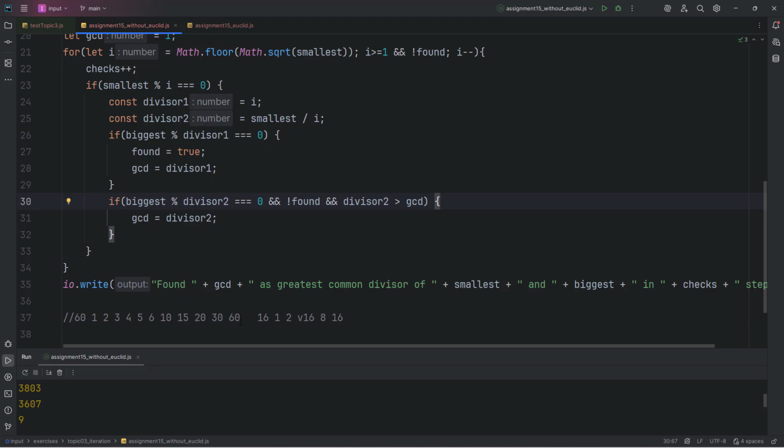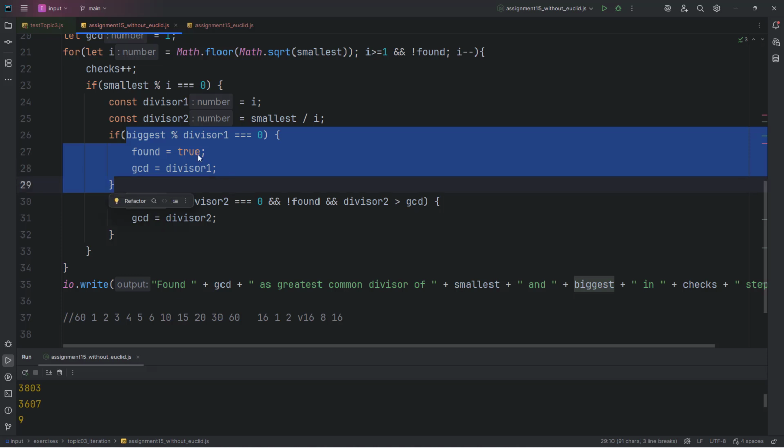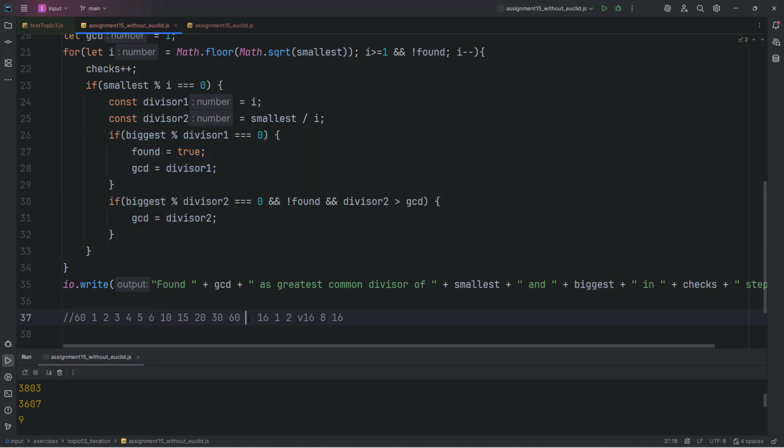At any time, if I find one, because I'm going from the end of the smallest number to its beginning, and any GCD will be in the range of the smallest number. Okay, not the part between the biggest number and the smallest number. So then I will have two divisors. Divisor 1 being the one on the right hand side, and divisor 2 being the smaller one on the left hand side. What can happen if I find the biggest to be a divisor? The divisor 1 being a divisor of biggest, then I have found the greatest common divisor, and I can immediately stop.